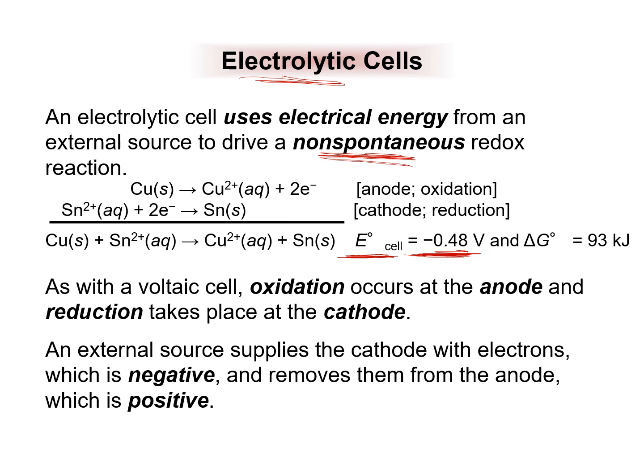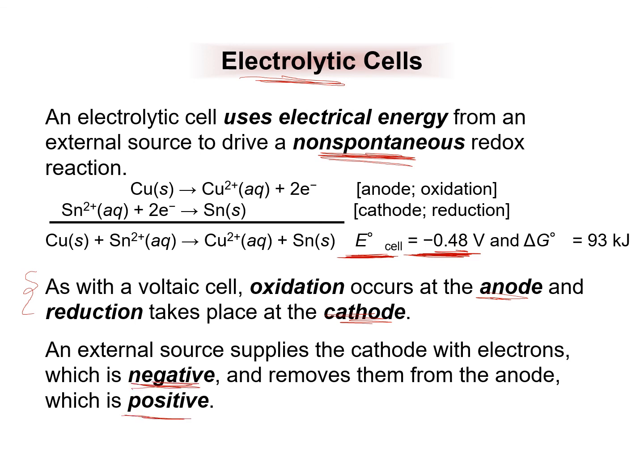As with a voltaic cell, oxidation occurs at the anode, reduction occurs at the cathode. So this is the similarity between electrolytic and galvanic cell. Here also oxidation will occur at anode and reduction will occur at cathode. That does not change. But in this case, what is happening? An external source is supplying the cathode with electrons, making it negative, and removes them from the anode, making it positive.